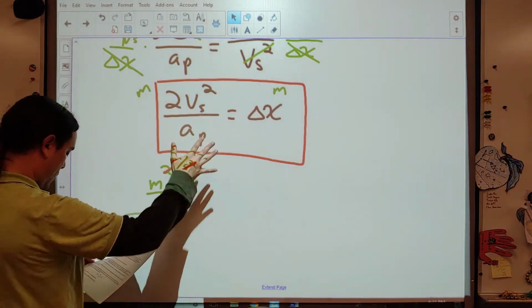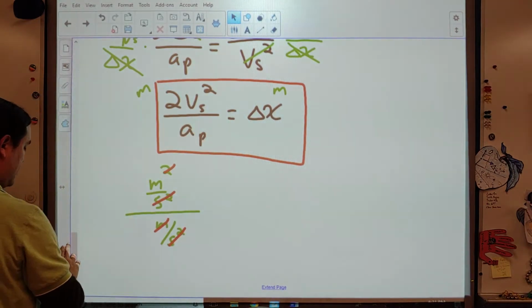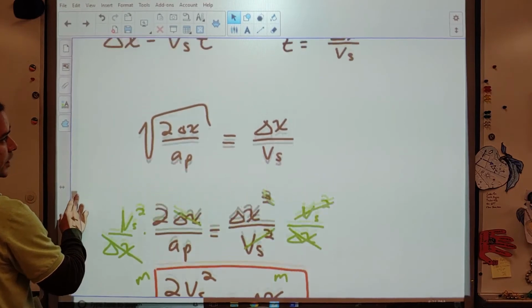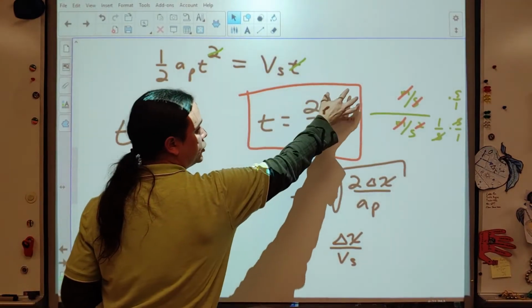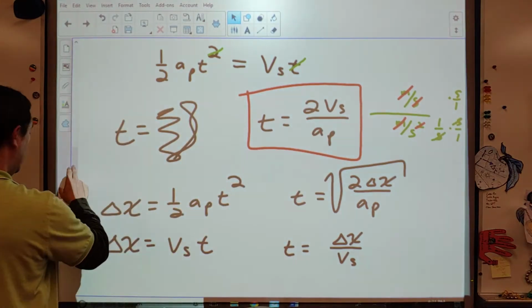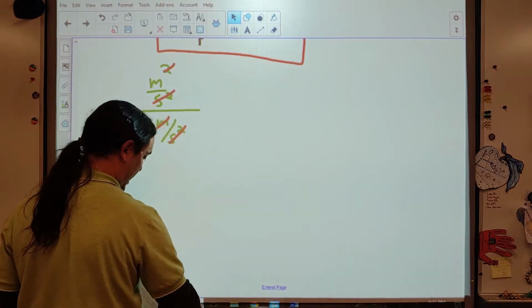Here is our solution to part 2. Delta x in terms of vs and AP. And technically constants, 2 is a constant. T, our time, in terms of vs and AP. Now the last thing that I've got on this one, and this is common on the AP1 exam.